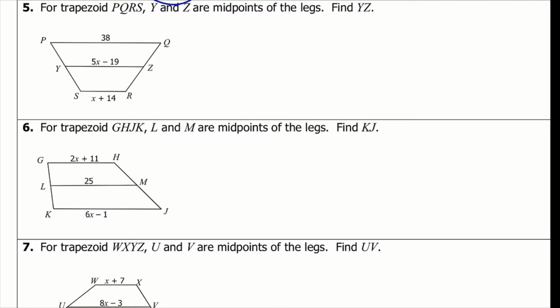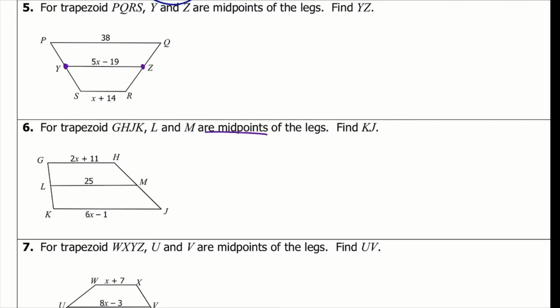It says for trapezoid PQRS, Y and Z are midpoints of the legs. Find YZ. The fact that they're telling you Y and Z are midpoints, and the fact that they're connected, tells me that it is indeed a midsegment, because the midpoints are connected.